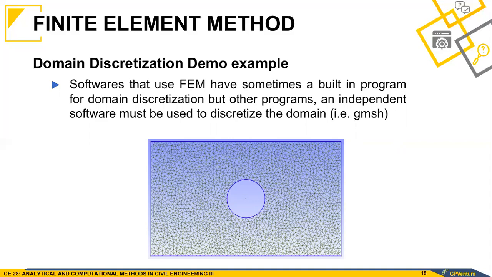Then, once you hard code, you can input it into an independent software to be able to discretize the entire model. Okay? So there are independent softwares such as Gmsh, okay, that can be used to discretize your model. But a lot already have built-in discretization processes. Okay? So our next few slides would be an appreciation of FEM in civil engineering.